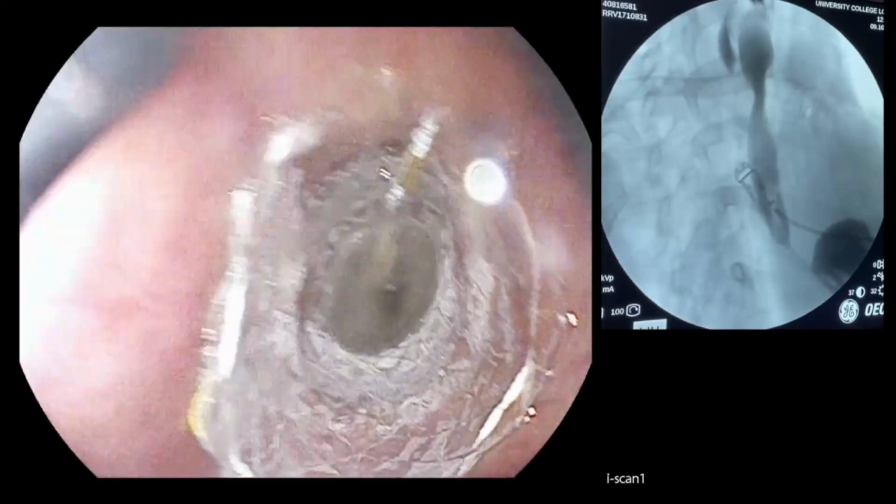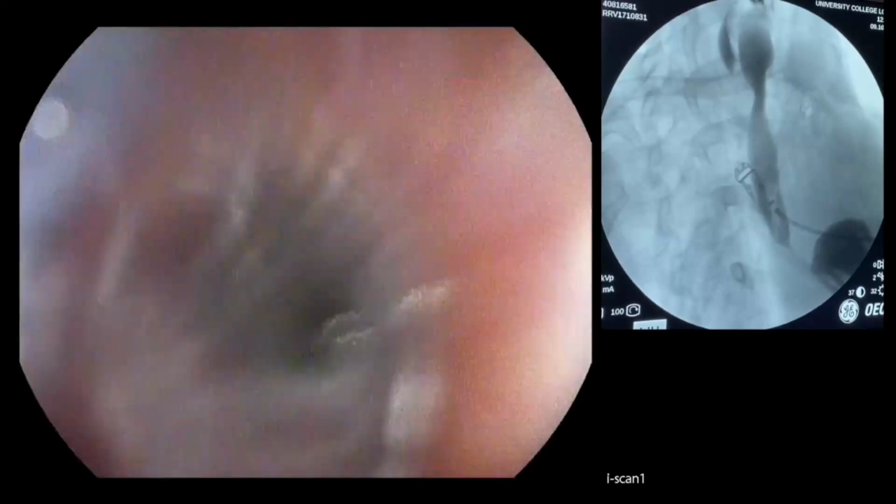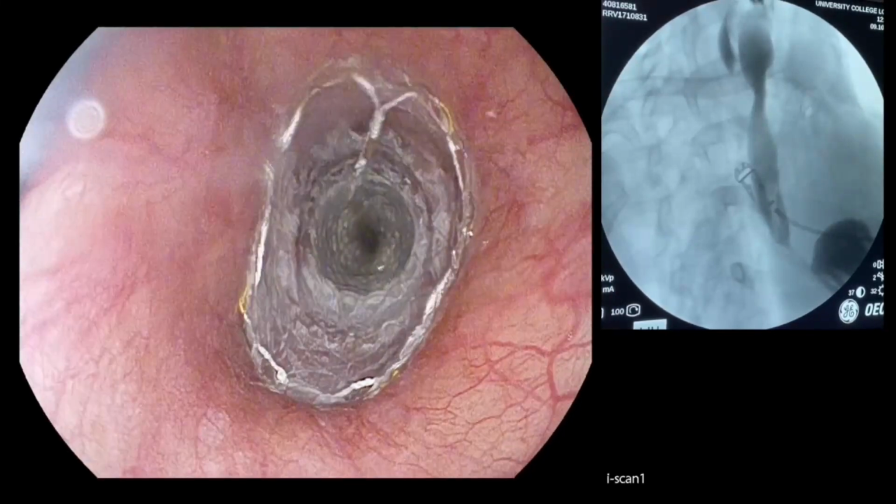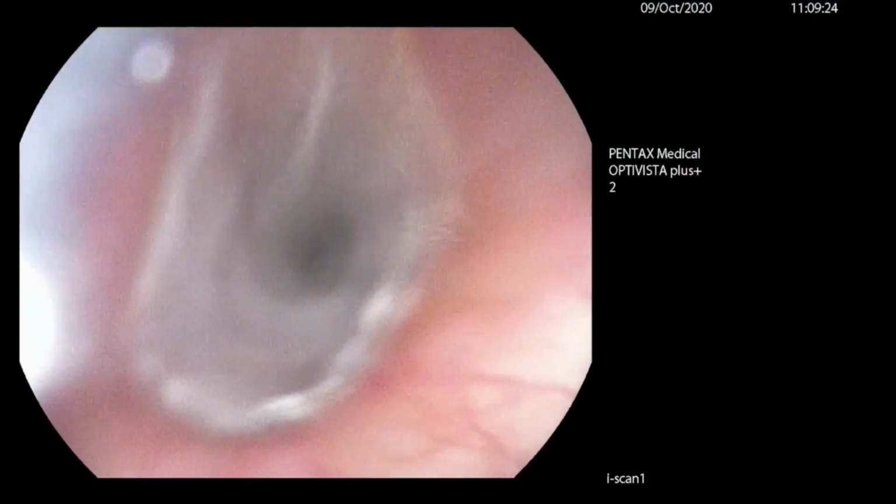It is also important at this stage to note that it is not important to try and traverse the stent with your scope, as that will risk pushing the stent into the stomach.